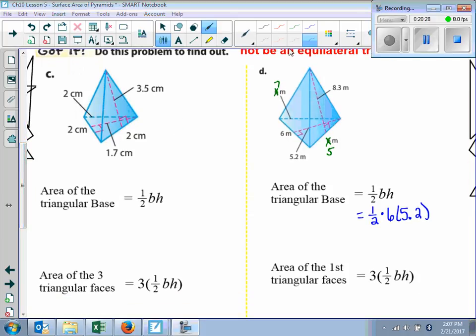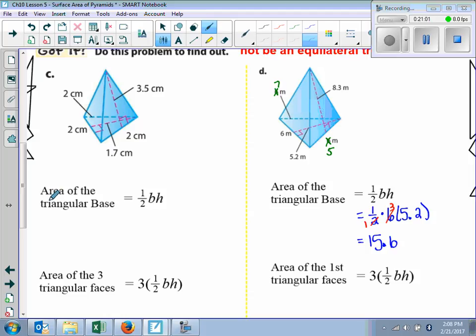Can I simplify before I multiply? Yeah. So I can simplify the 2 and the 6. So 2 divided by 2 is 1. 6 divided by 2 is 3. And now all I have to do is multiply 5.2 times 3. So here we've got 15.6. What are my units going to be? Meters squared, right? And I'll just wait till the end to put that.